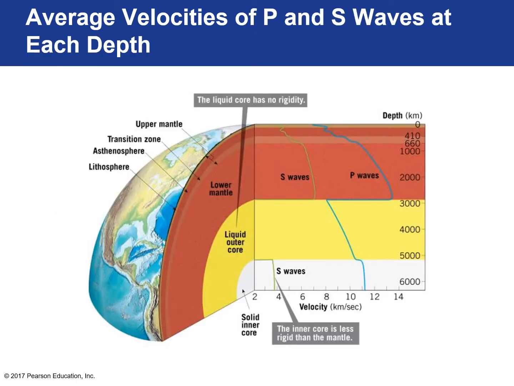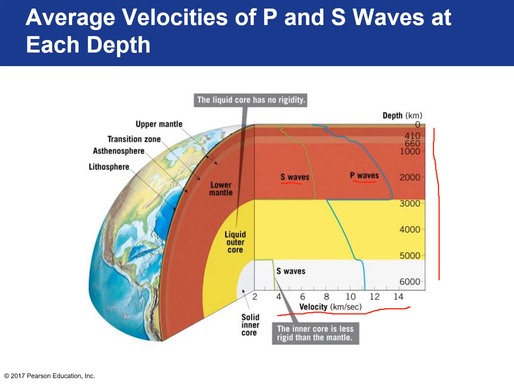Here's a really cool example. Here's the surface of the Earth. Here are all the different layers, right? Here's the lithosphere to scale, so it's very thin compared to everything else. Here's the asthenosphere. This is the transition zone. We'll talk about that in a second. Here's the lower mantle, here's the liquid outer core, and here's the solid inner core. Here on the x-axis is the velocity of these seismic waves. On the y-axis is depth. And here are S waves, and here are P waves.